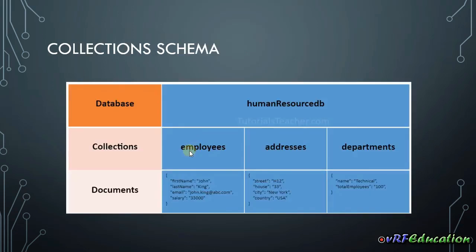Now let's see another diagram. Here is a collections schema, and this chart is going to help us understand the relation between database, collections, and documents. We have a database named Human Resource DB. Three different collections are created inside this database: employees, addresses, and departments. And each one can have some documents. Here we have only one document for each, and these are some basic documents.